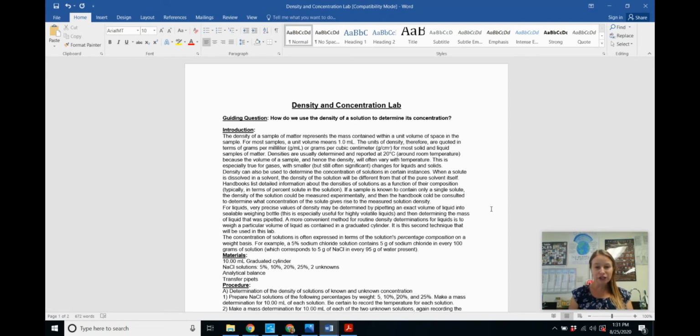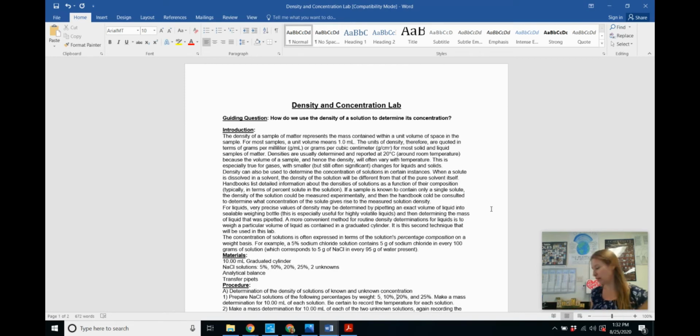The concentration of solutions is often expressed in terms of the solution's percentage composition on a weight basis. For example, a 5% sodium chloride solution contains 5 grams of sodium chloride in every 100 grams of solution, which corresponds to 5 grams of sodium chloride, and because water has a density of 1 gram per milliliter, we have 95 grams of water for a total of 100 grams.